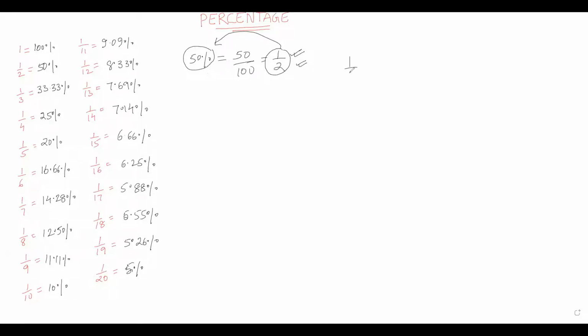And if I have the fraction 1 by 2 and I want to convert this number into percentages, I need to multiply it by 100. So in this case, this would be equivalent to 50%.